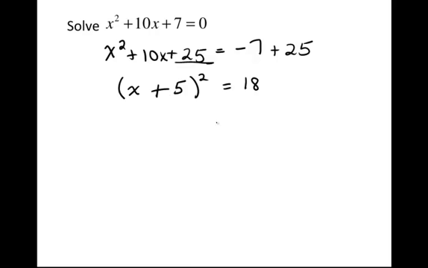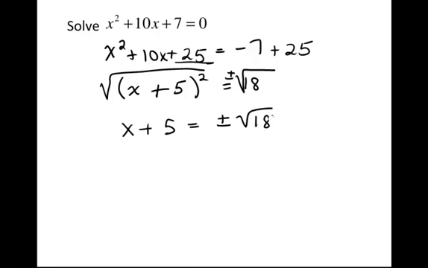Now we're going to use the square root property. We can say that the square root of the left side is the square root of the right side, plus or minus on the right side. And so the square root of x plus 5 squared we can write in this case as x plus 5, because the right side gives us plus or minus square root of 18.